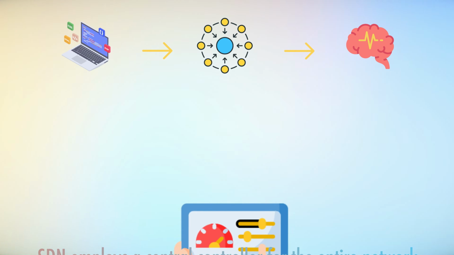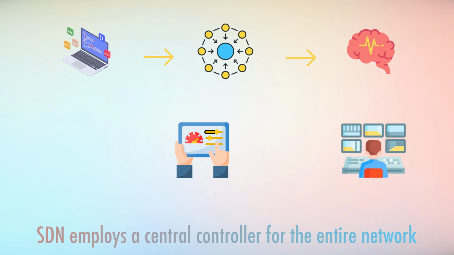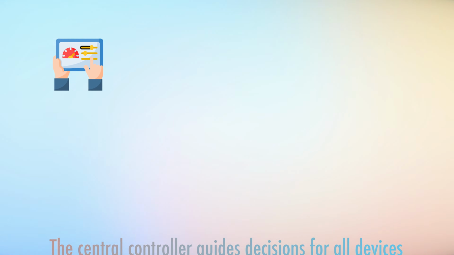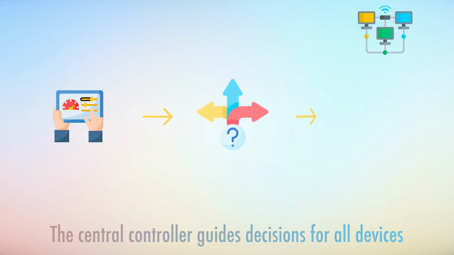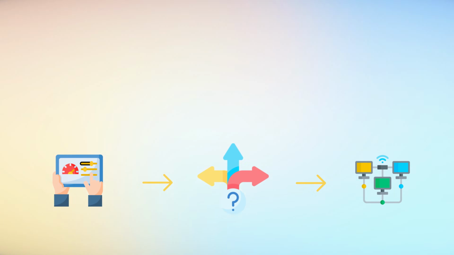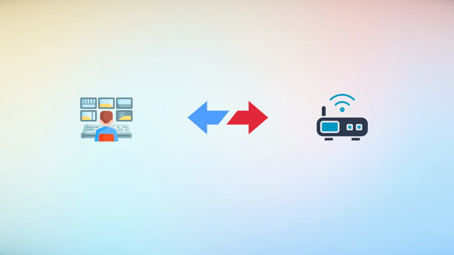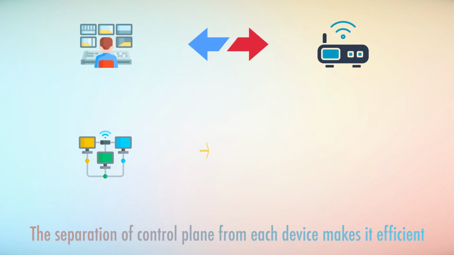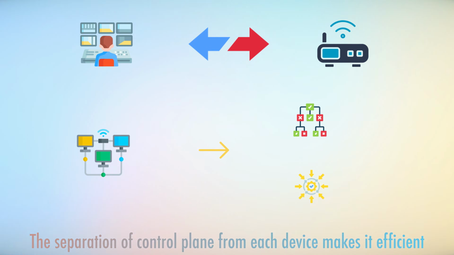SDN changes this by introducing a central brain known as the controller, which acts as the control plane for the entire network. The controller communicates with each device's control plane, guiding the decisions of the devices. This separation of the control plane from individual devices makes communication and decision-making more centralized and efficient.